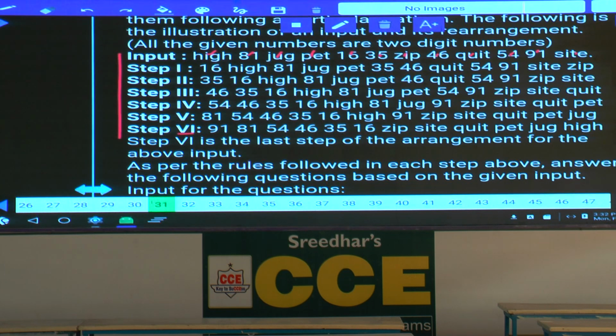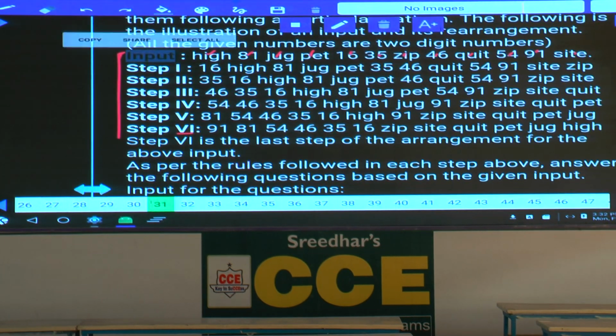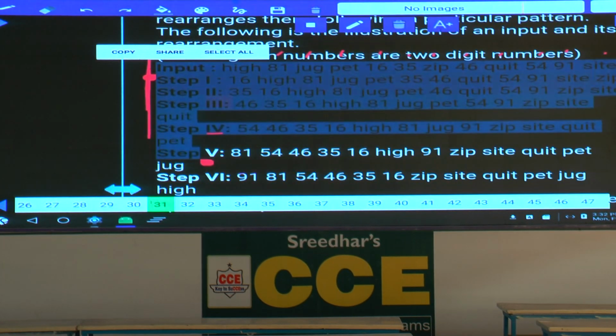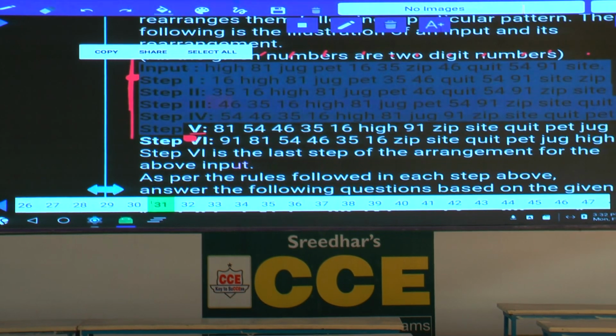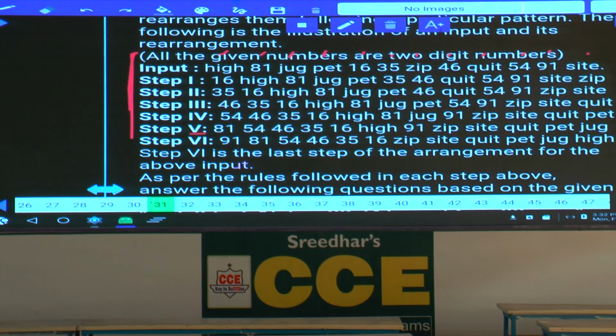Now, first, in the given example, we need to identify the logic behind this one. Logic behind this one means how these words are arranged and how these numbers are arranged. Now, if you observe here, in order to identify the logic, we should always compare the input with the final output. What is the final output here? Step 6 is the final output. Now, if you compare this input with the final output, tell me what is the logic behind this one? How can you analyze this one?